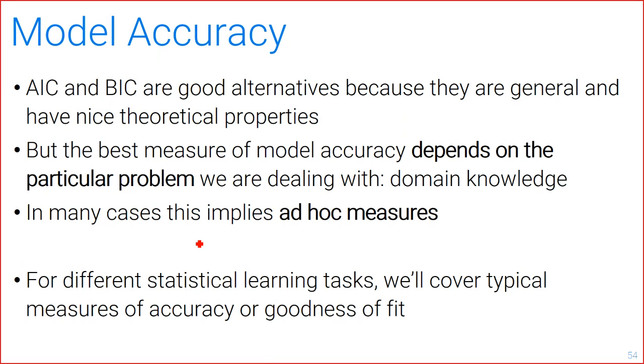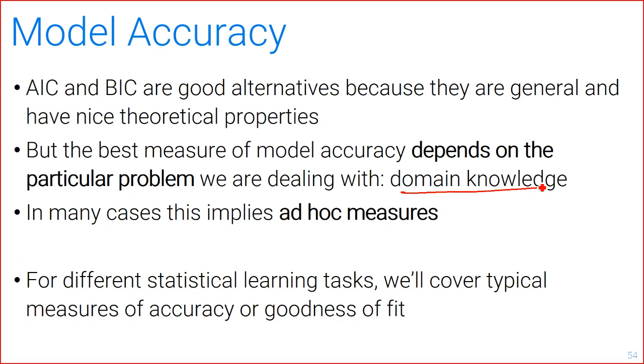And hey, AIC and BIC are good alternatives because they're general and have nice theoretical properties. But the best measure of the model accuracy really depends on your particular problem. It really depends on what kind of data you're looking at and for what purpose you're looking at the data. So you always have to think about domain knowledge. In many cases, this is going to imply ad hoc measures.